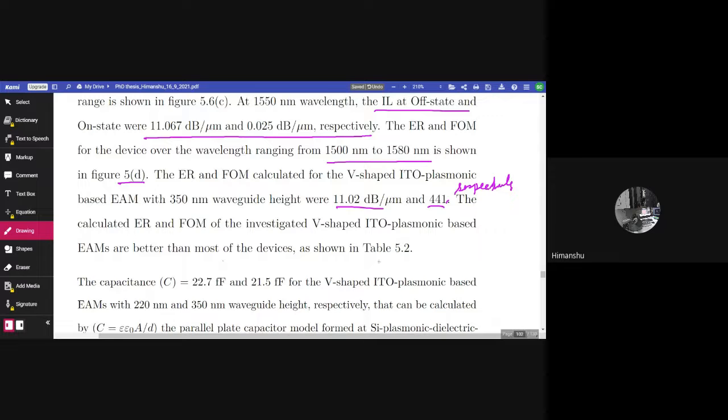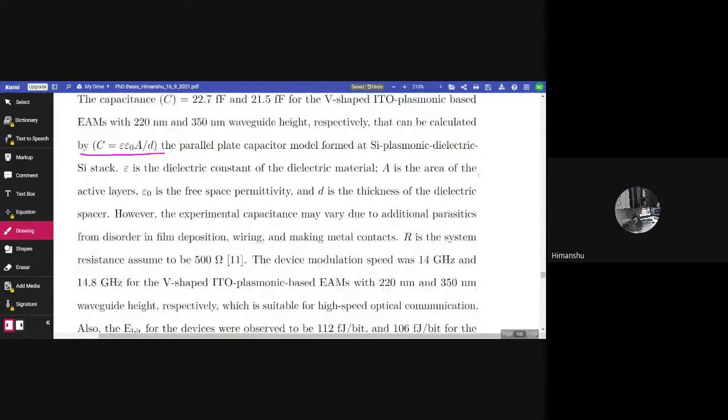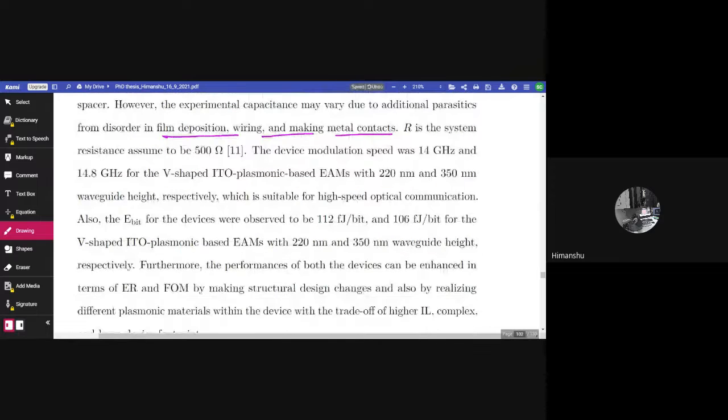The capacitance C is equal to 22.7 femtofarad and 21.5 femtofarad for the V-shaped ITO plasmonic based EAMs with 220 nanometer and 350 nanometer waveguide height respectively, that can be calculated by C equals epsilon naught A by D, the parallel plate capacitor model formed at the Si plasmonic dielectric Si stack. Epsilon is the dielectric constant of the dielectric material, A is the area of the active layer, epsilon naught is the free space permittivity, and D is the thickness of the dielectric spacer. However, the experimental capacitance may vary due to additional parasitics from disorder in film deposition, wiring, and making metal contacts. R is the system resistance, assumed to be 500 ohm, reference 11.